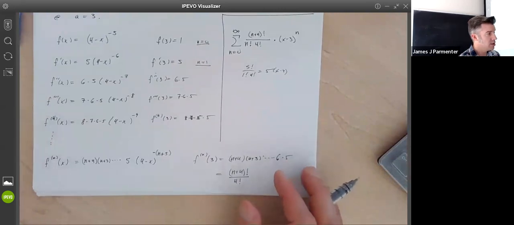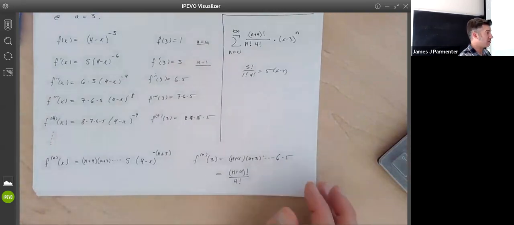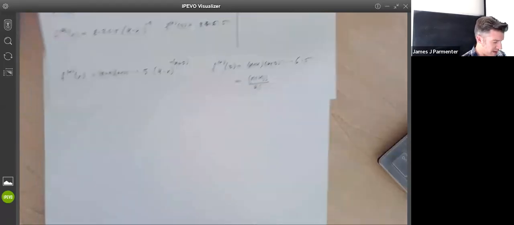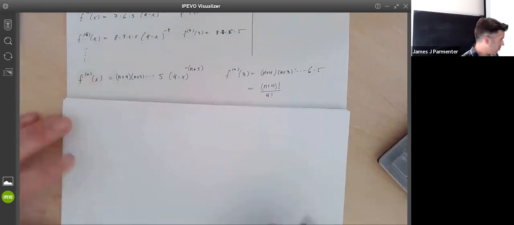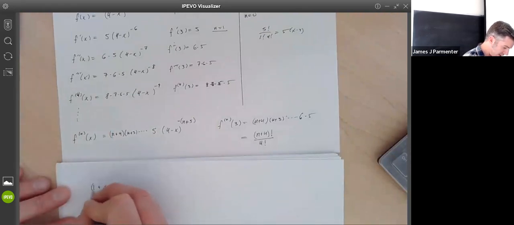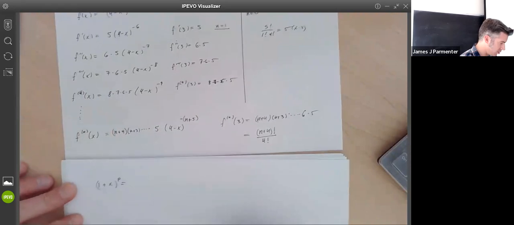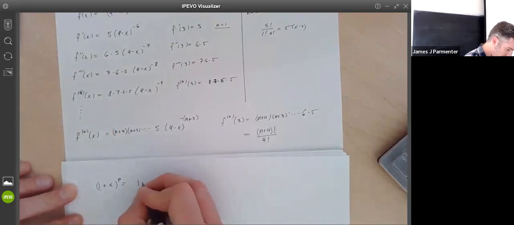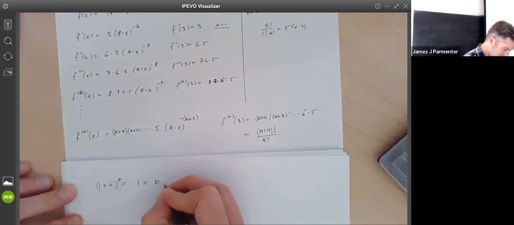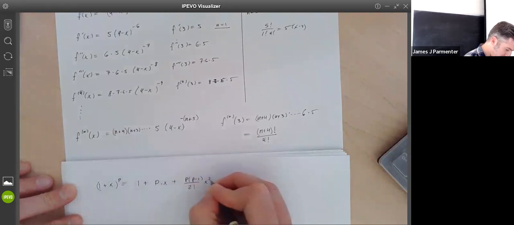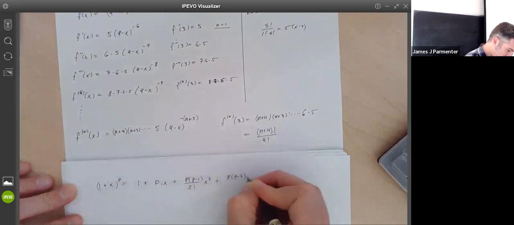I will mention, you could have done this using the binomial formula. It didn't occur to me at first when I saw it. So again, that binomial formula, which is kind of a weird formula, is this formula here, which is that 1 plus x to the p is equal to, oh man, I always forget the terms of this. 1 plus p times x plus p times p minus 1 over 2 factorial times x squared, and so on.